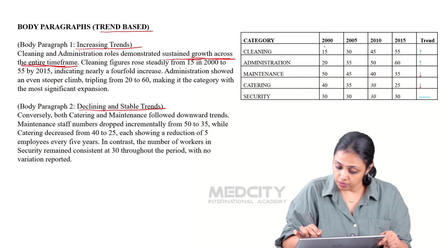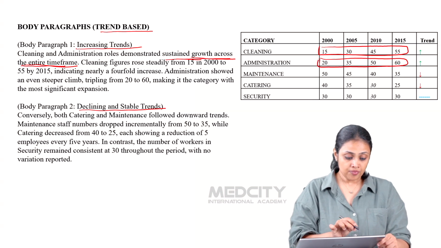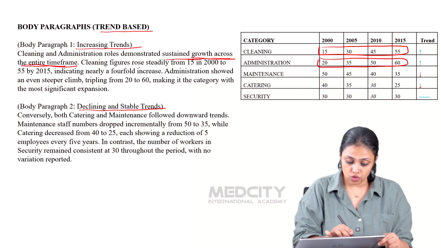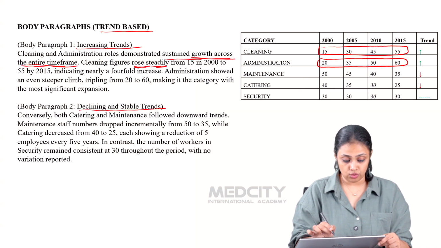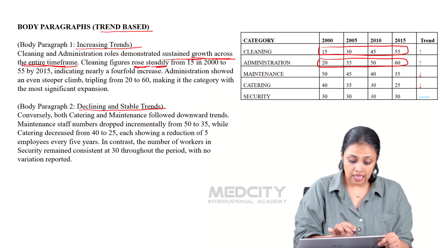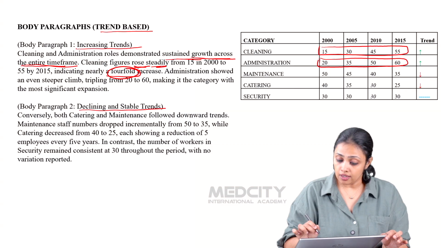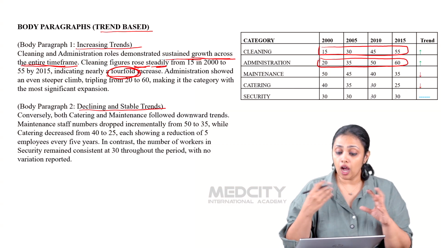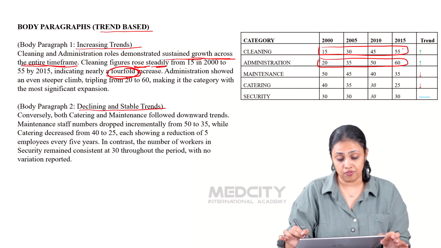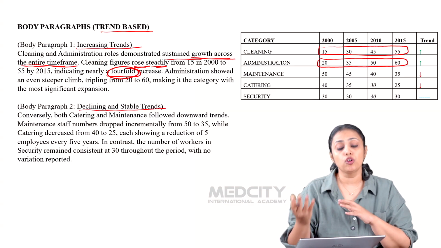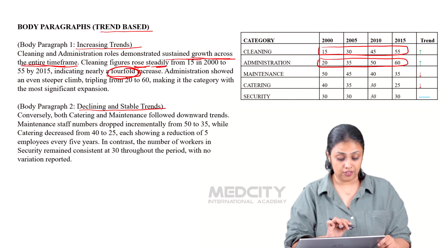That is, from 2000 to 2015, it has demonstrated increase. Cleaning, and same goes with administration. Okay. Then cleaning figures rose steadily. Then you are explaining how it rose. Cleaning figures rose steadily from 15 in 2000 to 55 by 2015, indicating nearly a four-fold increase. Again, see the usage there. Here we are just mentioning how it has increased from 2000 to 2015. You said that it increased steadily, and the overall impact was a four-fold increase from 15 to 55.